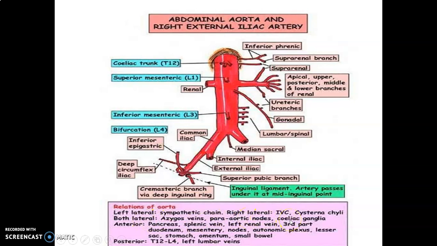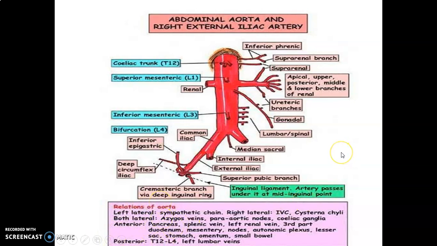So you need to know all this for the sake of your MCQs. And when you're asked to write an essay on the aorta, you need to state what structures are found anterior or posterior to the aorta. So this just shows you the branches, the paired branches and the level at which they are given.